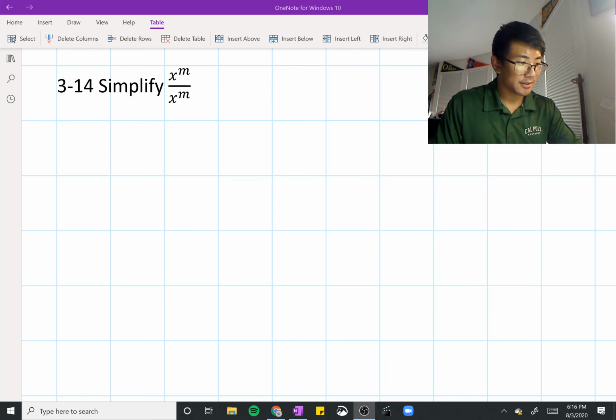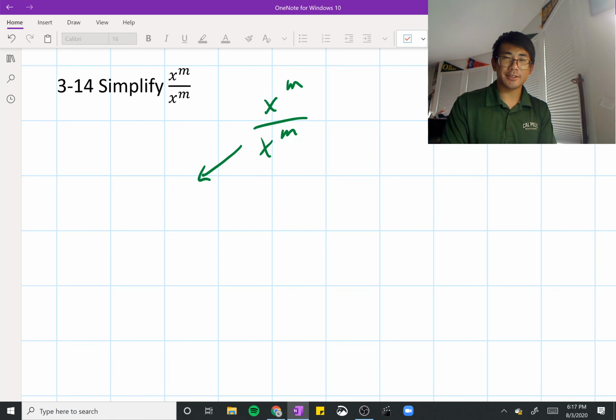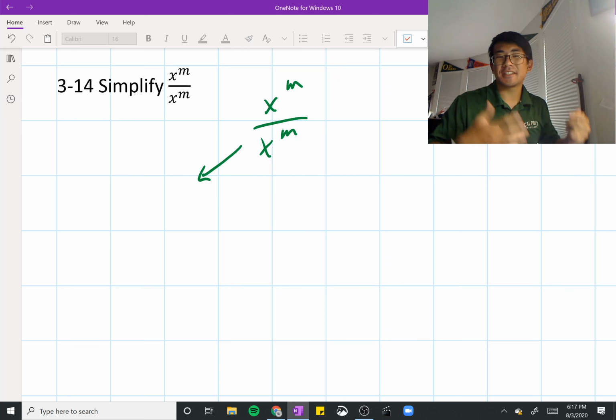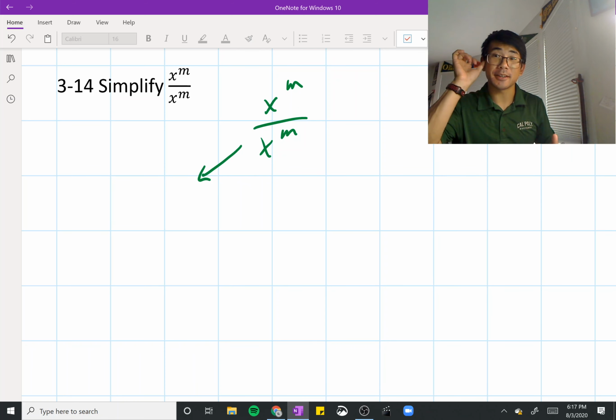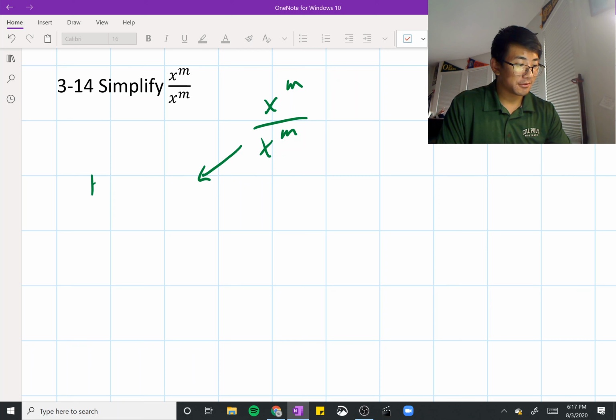Well, let's talk about this. X to the m divided by x to the m. Let's think about this. X to the m is what it is, right? 3 to the 5th, 7 to the 14th, or something. But whatever it is in the numerator, it's the exact same thing in the denominator, in this example anyway. So we have something divided by the same thing.